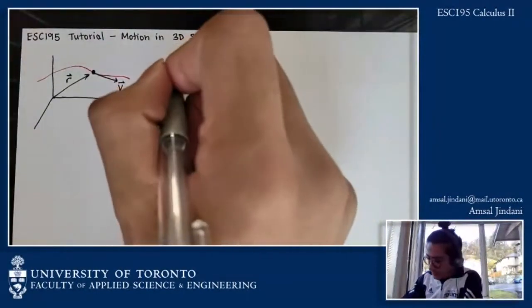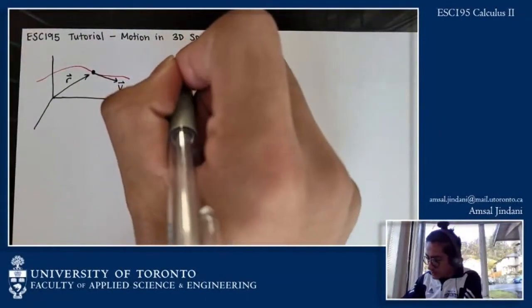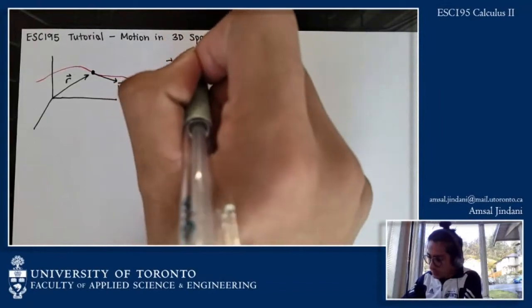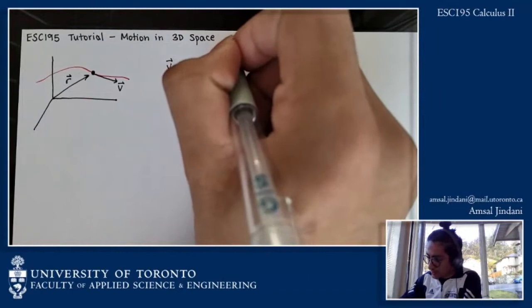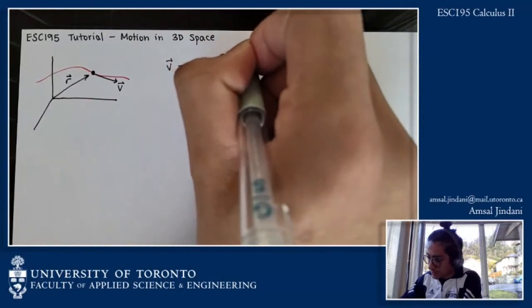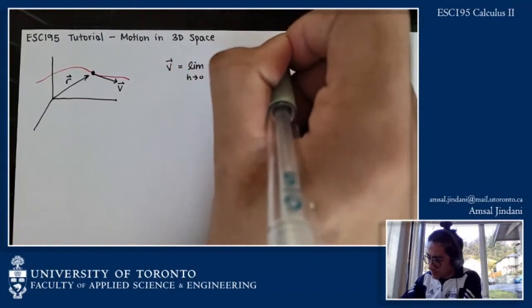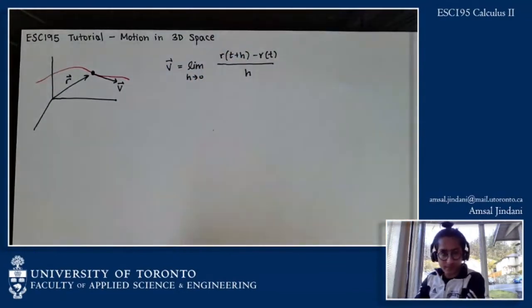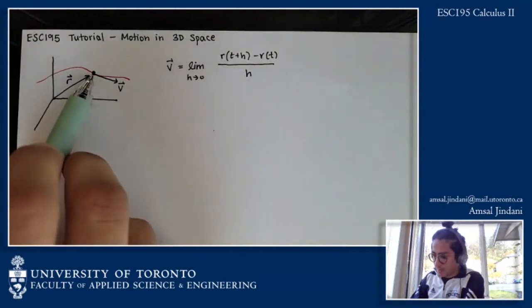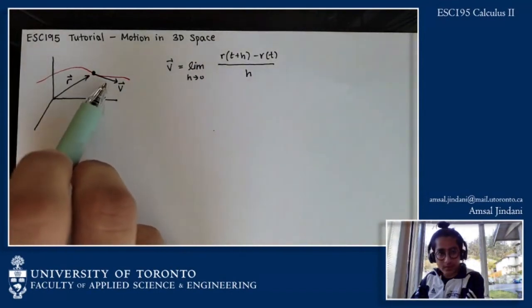You can find the velocity as the derivative of the position vector. So the velocity is equal to the limit as h approaches 0 of the position vector at time t plus h minus the position vector at time t, divided by h. And you can see that the velocity vector is tangent to the trajectory.